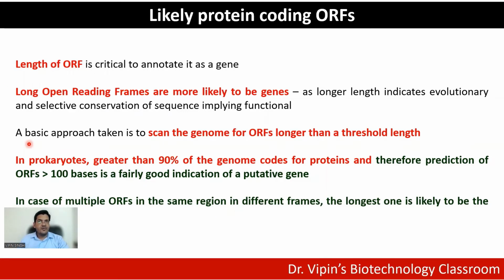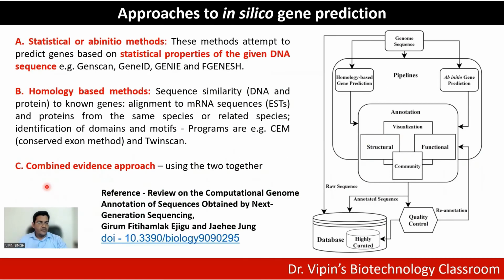This length cannot be too short, else you'll have a lot of false positives. So this length setting is critical, because if it is too short, you'll have a lot of false positives. If it is too high, you may have a lot of false negatives. So both have to be avoided. In prokaryotes, greater than 90% of the genome codes for proteins, and therefore prediction of ORFs greater than 100 bases is a fairly good indication of a putative gene. And in case of multiple ORFs in the same region in different frames, the longest one is most likely to be the correct one.